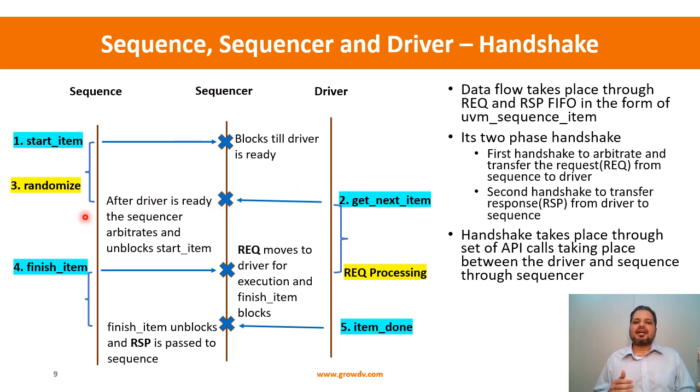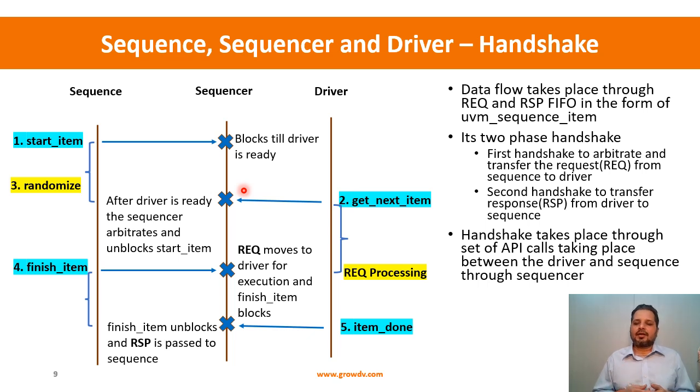So after the driver is ready, the sequencer arbitrates and unblocks the start item, right? Now what could have happened is, I'm just showing one start item, but we could be launching multiple sequences on the same sequencer. All of those sequences will issue a start item to the sequencer, and only after the driver is ready, that is, the driver has called sequence item port dot get next item, the sequencer will arbitrate among the sequences that are running on the sequencer, and then select one of them according to the arbitration policy that is set, right?